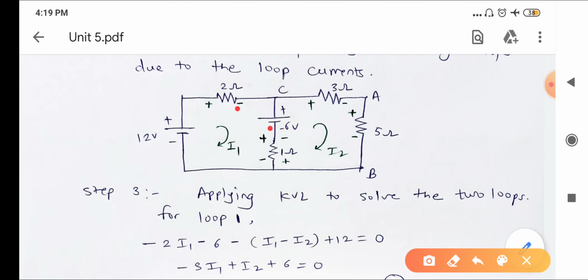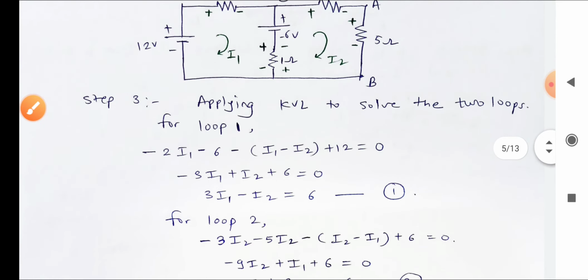Here the potential drop is present, and this is the voltage source. So we are going to take it as it is, even though it is in the common branch. So it is minus 6, and now the resistor is present in the common branch, so to get the potential drop in that, it is minus in bracket I1 minus I2, and the next is plus 12 is equal to 0. Now by solving and simplifying this, we can get the equation as 3I1 minus I2 is equal to 6. This is our equation 1.